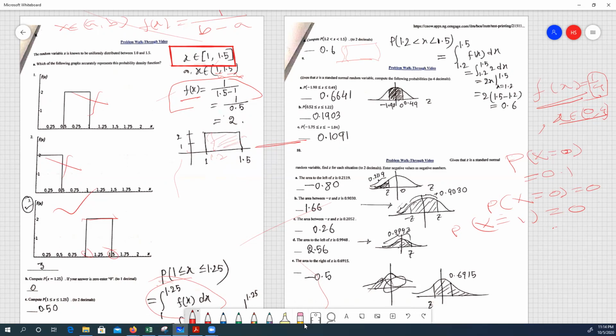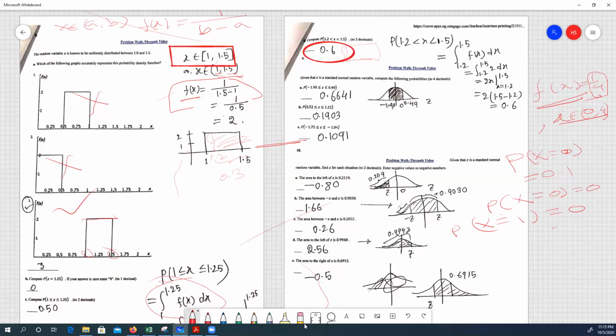So we know the height, which is 2. So we have to just find this length, 1.5 minus 1.2. So this is actually 0.3, if you take the difference of these two numbers. So that means the probability will be 2 times 0.3, which is 0.6.